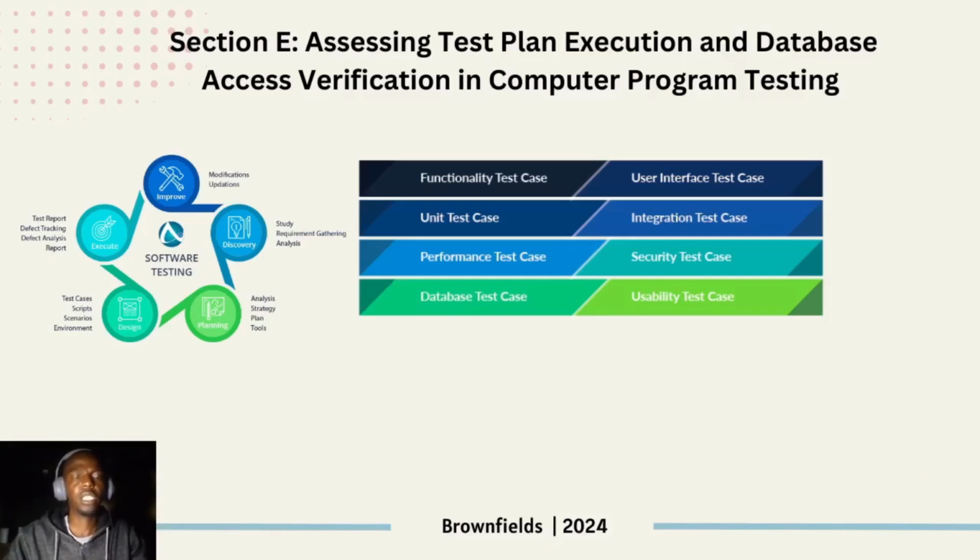Brownfields section E, which is based on testing. We'll be assessing our testing plan and execution of our testing plan. This will include database access verification and computer program testing, and we actually included testing functionality of our program, unit test, coverage of our tests, and performance test, and we have a database test as well. And we also have usability test cases, which we call acceptance tests.